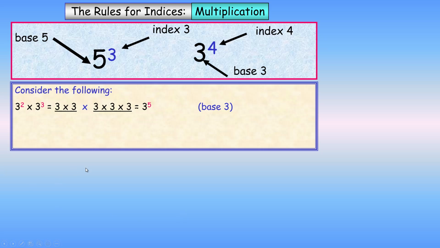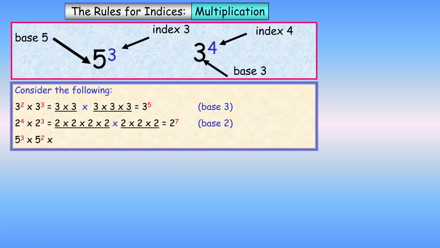Okay, let's have a look at another one. 2 to the power of 4 times 2 to the power of 3. So 2 to the power of 4 means 2 times itself 4 times: 1, 2, 3, 4. 2 cubed is 2 times 2 times 2. And that leaves us with 1, 2, 3, 4, 5, 6, 7. So 2 to the power of 7. Our base number is 2, the power is 7. Anybody noticing a quicker way of doing this already?